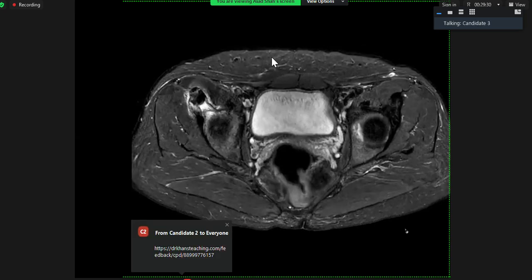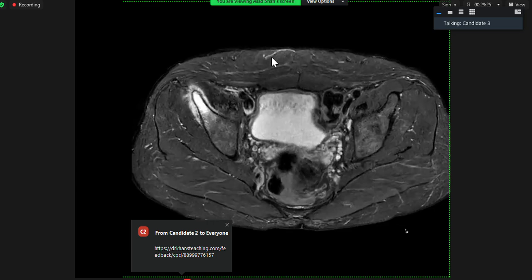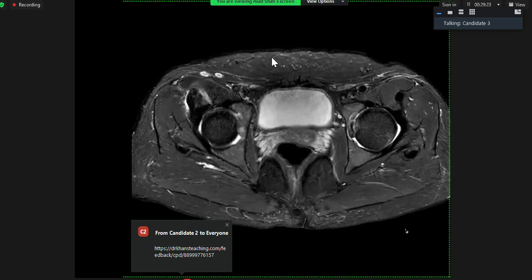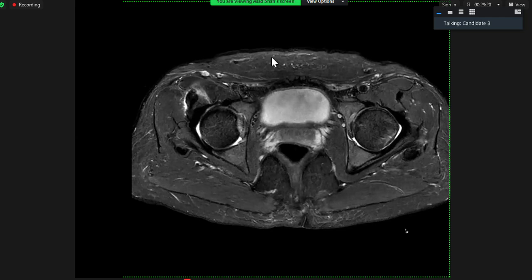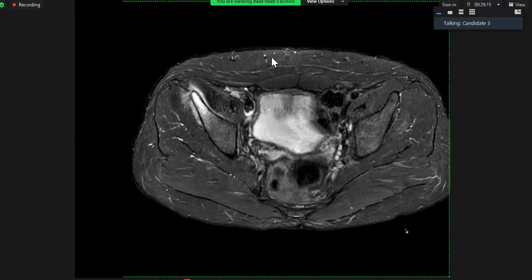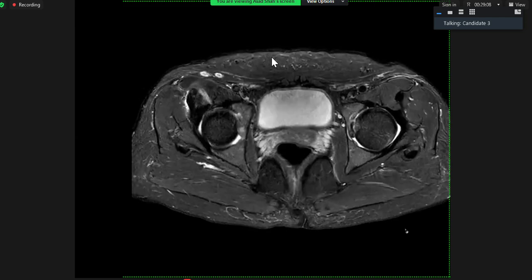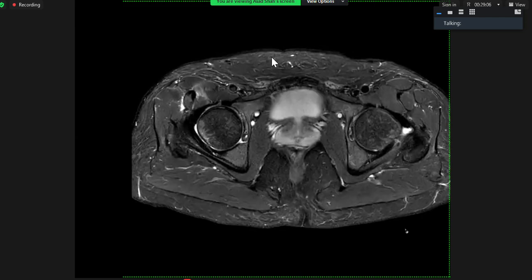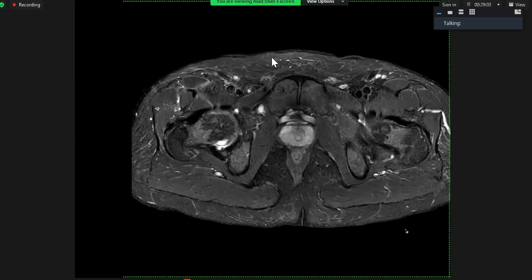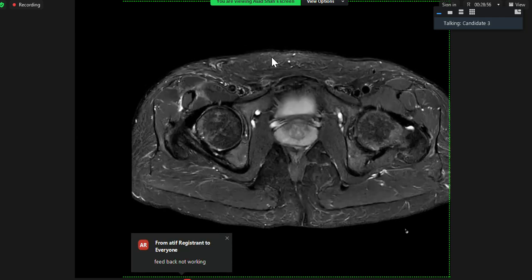Here I can see that there is significant altered signal involving the anterior inferior iliac bone just above the acetabulum, with soft tissue edema in the adjoining soft tissues. There is slight joint effusion also present.